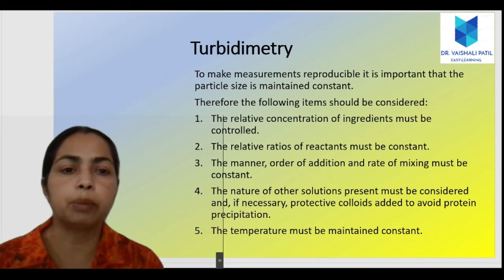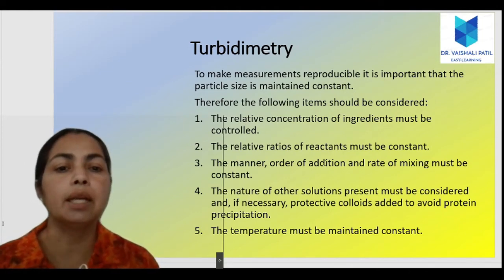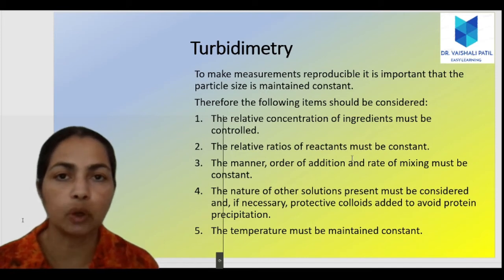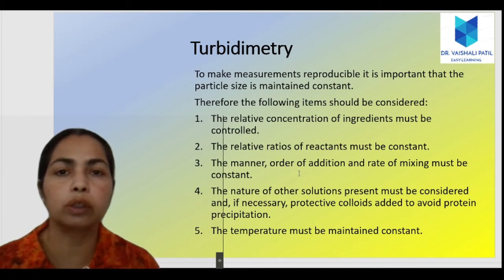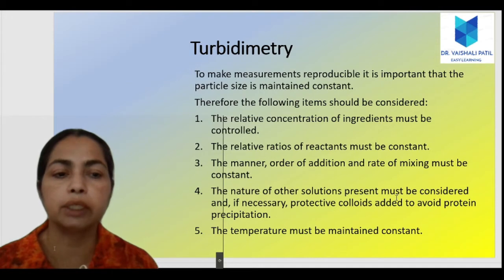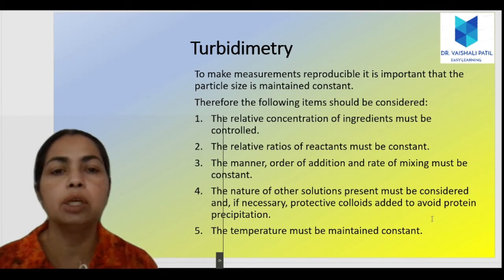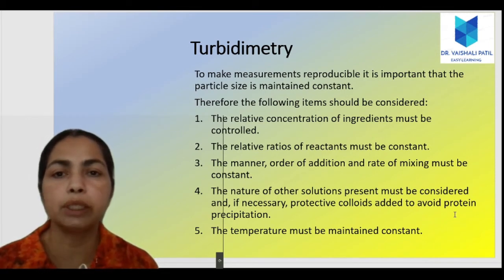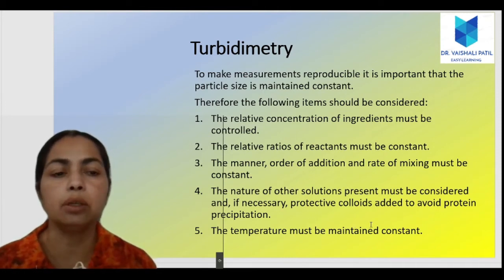Therefore, we have to keep in mind some considerations, such as the relative concentration of ingredients must be controlled. Then the relative ratios of reactants must be constant, as well as the manner or order of addition of the various components should be the same. Then the nature of the solution we have must be considered. If necessary, we need to add some protective colloids to the solution, which avoid the precipitation. Then throughout the experiment, we have to maintain the temperature constant.